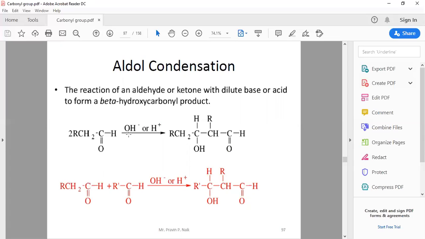So in the aldol condensation, this is going to act as base. In case of Cannizzaro reaction, we have seen the NaOH act as nucleophile. In case of aldol condensation, it is going to act as base. It is going to abstract the alpha proton. Since these aldehydes contain the alkyl group substituted over here, they contain the alpha proton, and therefore this is going to act as base. It is going to abstract the alpha proton, and therefore it forms beta hydroxy carbonyl product.